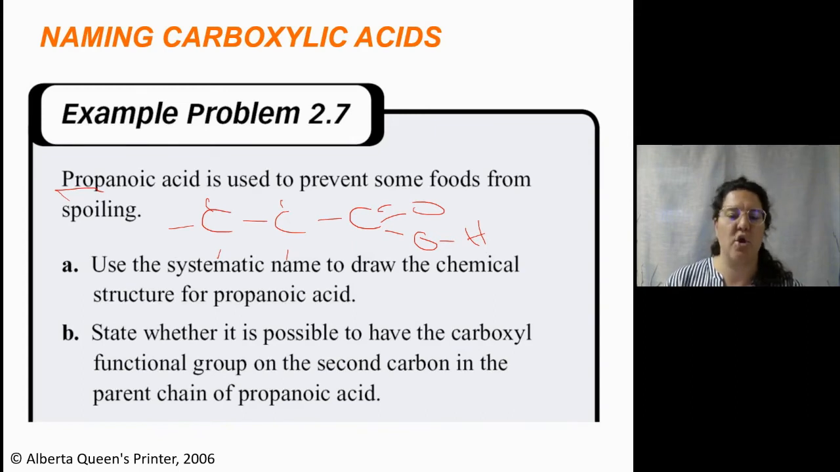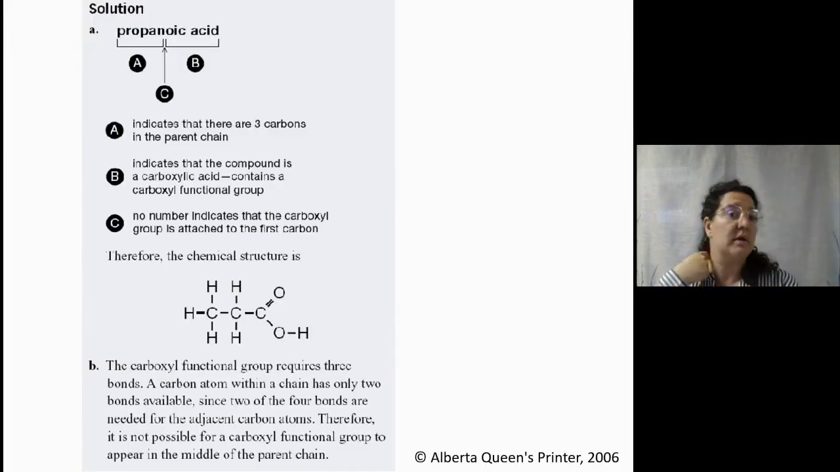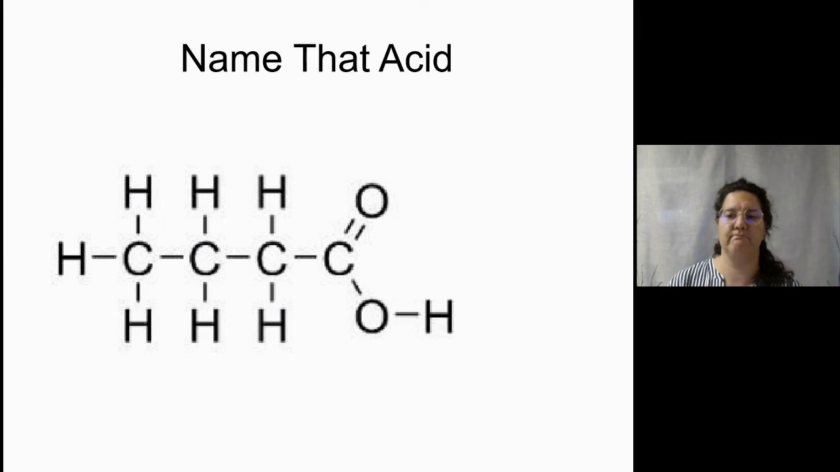So is it possible to have the carboxyl functional group on the second carbon? The answer is going to be no, because this is 4 carbon bonds here. So we can't bond to another carbon to have the carboxyl group in the center of the carbon chain. So it's always going to be at the end. So here's a nicer diagram of the chemical structure. Again, we have our 3 carbons. Our first or last carbon is going to be bonded onto the double bonded O and the hydroxide group. And it must be the end of a hydrocarbon chain.